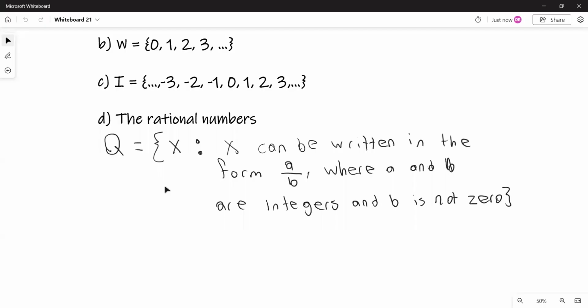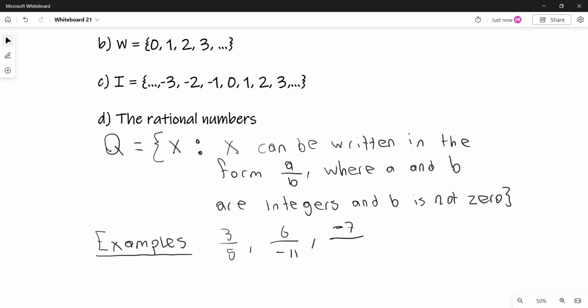Okay, so the set of rational numbers, the name rational comes from a ratio, and that's going to be essentially the fractions. So some examples of rational numbers. Now that one is going to be hard to list the elements one by one. That's why I use a different notation. It's going to be hard to establish a pattern, so it's better to use a different notation. So some numbers can be 3 over 5 or 6 over negative 11 or negative 7 over negative 8 or negative 4 over 3.